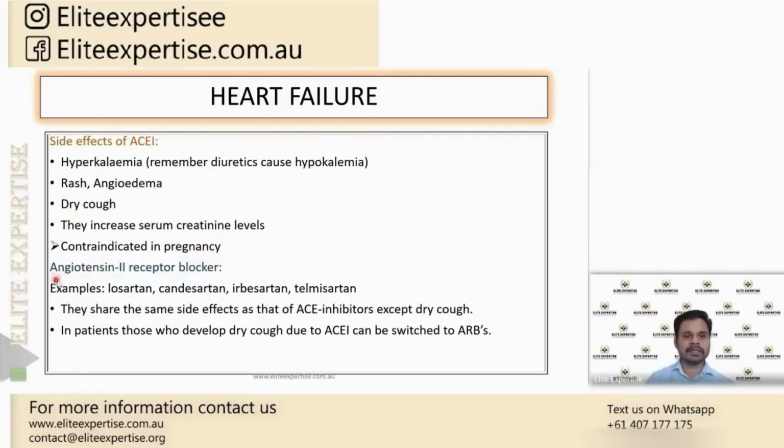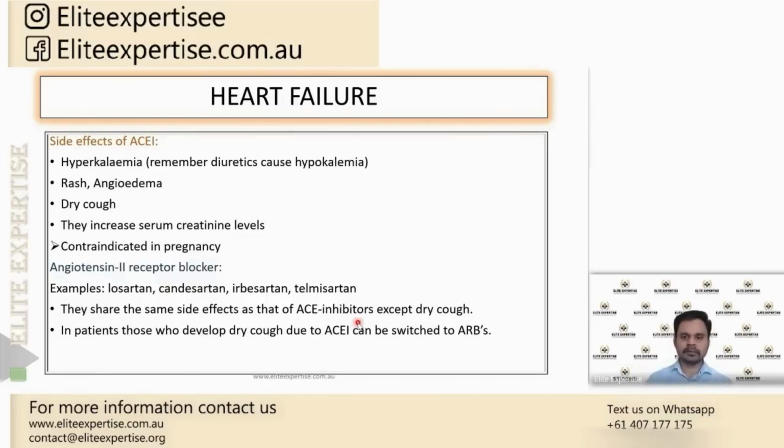Then ARBs, that is the angiotensin 2 receptor blockers. So ARBs: losartan, candesartan, irbesartan, telmisartan. All these drugs share the same properties as the ACE inhibitors. They share the same side effects, except dry cough. ACE inhibitors cause the dry cough, whereas ARBs won't cause any dry cough. And in patients who develop the dry cough with ACE inhibitors, the doctors will switch them over to the angiotensin 2 receptor blockers.